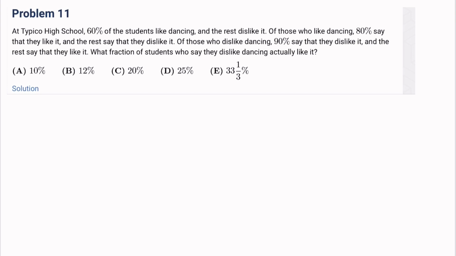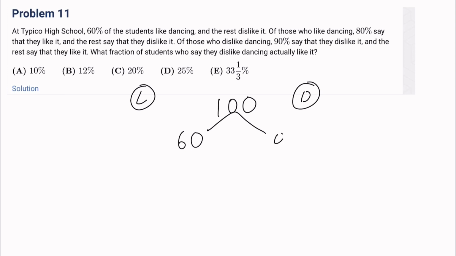Okay, so let's look at this high school. Let's say that there are 100 people in total, right? And so 60% like dancing. So this is the like side, this is the dislike side. So 60 like dancing, the rest 40 don't.